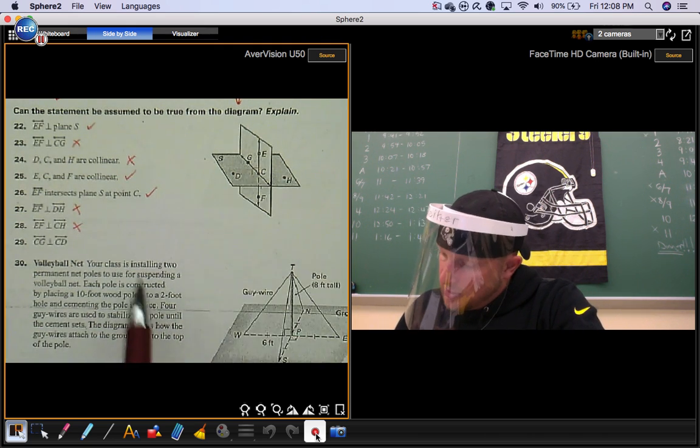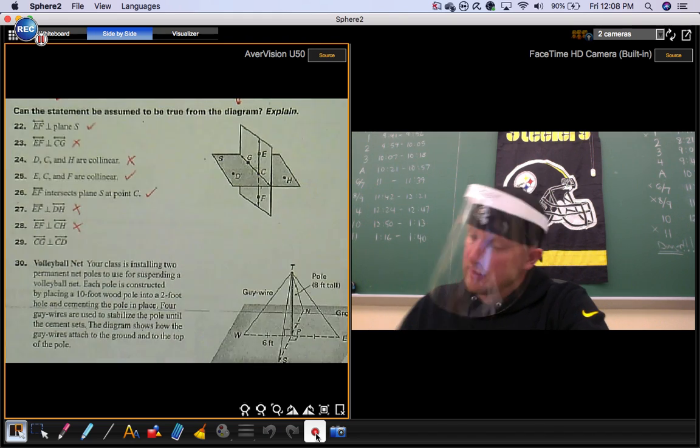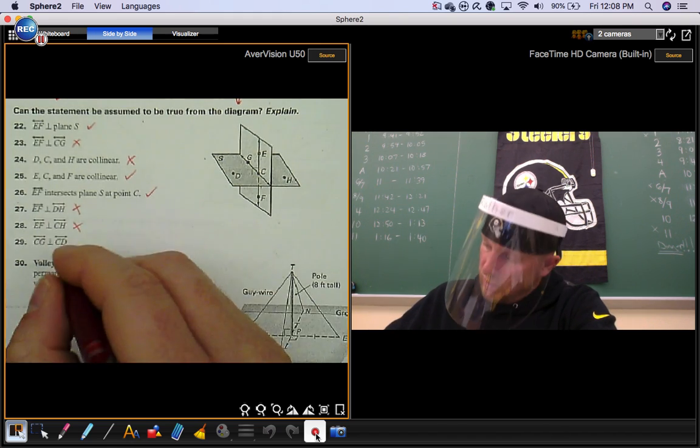Here's line CG. Is it perpendicular to line CD? Again, maybe it looks like it, but there's no mark there, so don't assume that.